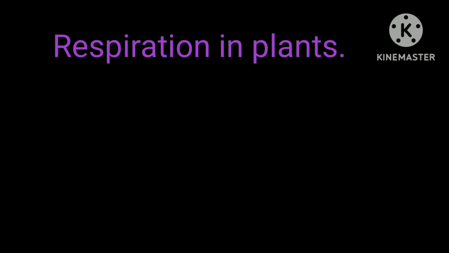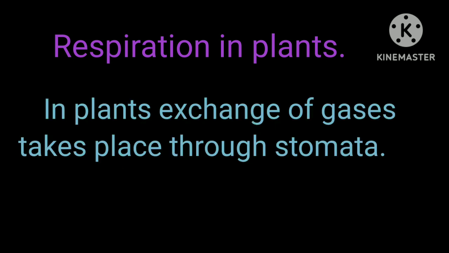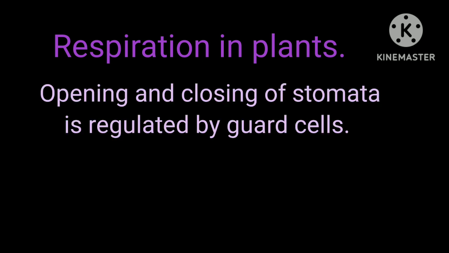Now we will discuss respiration in plants. In plants, cellular respiration occurs through aerobic cellular respiration, and aerobic respiration requires a sufficient supply of oxygen. In plants, exchange of gases takes place through stomata. Opening and closing of stomata is regulated by guard cells.